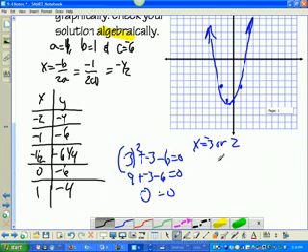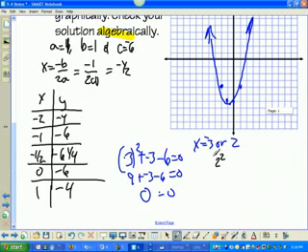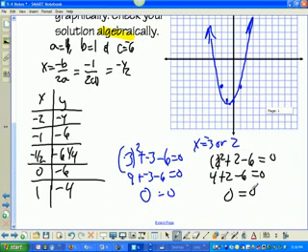And then let's put in positive 2. 2 squared plus 2 minus 6 equals 0. So that's 4 plus 2 minus 6, 0. So that checks algebraically. And that's all you have to do in that one.